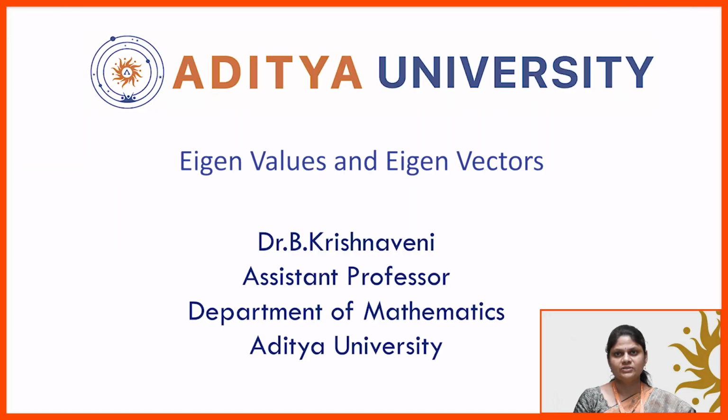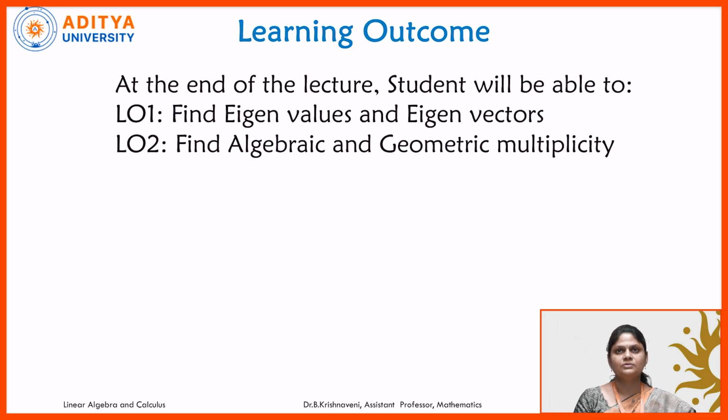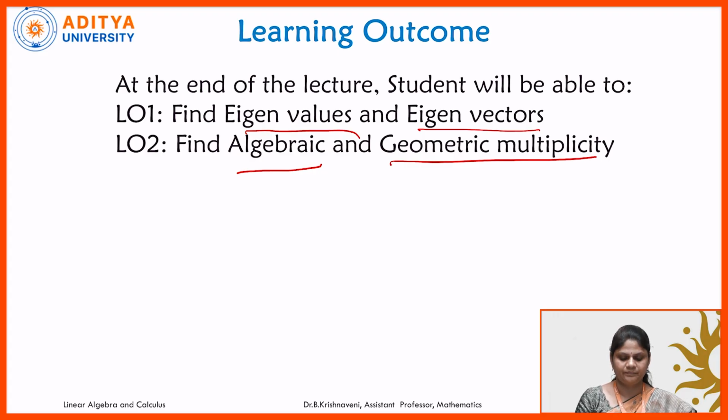In today's lecture, we are going to discuss eigenvalues and eigenvectors and how to find geometric and algebraic multiplicities. For this lecture, these are the learning outcomes. At the end of the lecture, students will be able to find eigenvalues and eigenvectors. Similarly, students are able to find the algebraic and geometric multiplicity of the given matrix.